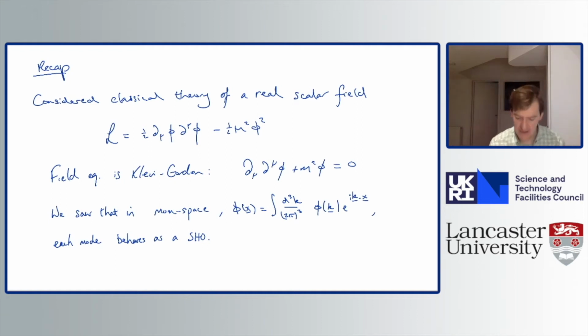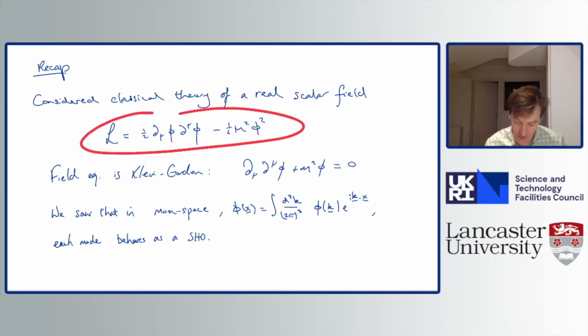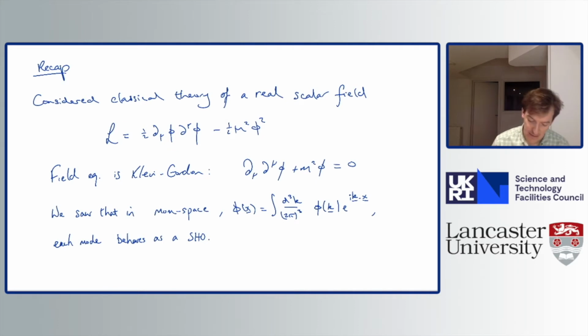We've been considering the classical theory of a very particular theory, the theory of a real scalar field. We can define this theory with the following Lagrangian, or technically Lagrange density. This is the Lagrange density for a free scalar field. And when you apply the machinery of the Euler-Lagrange equations, you end up with the Klein-Gordon equation, which is shown here. So this is the classical field equation that phi must obey.